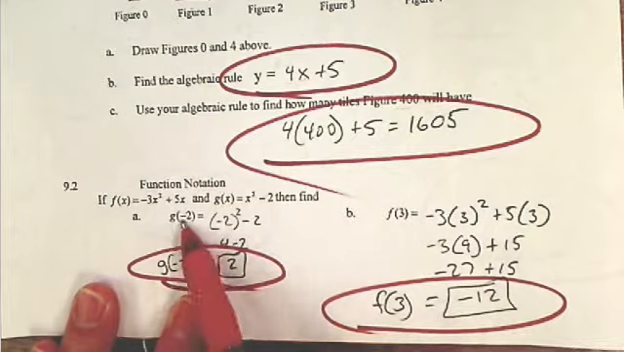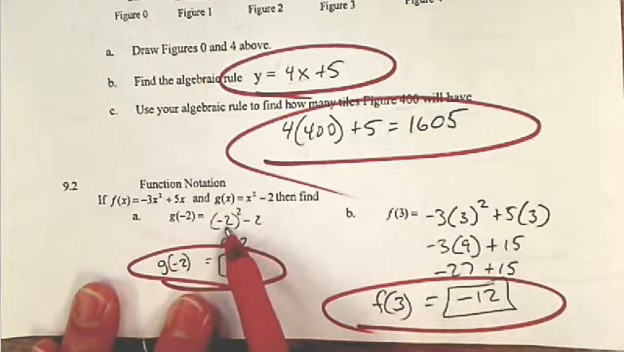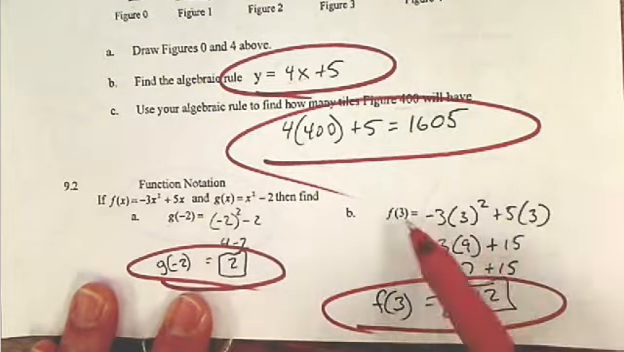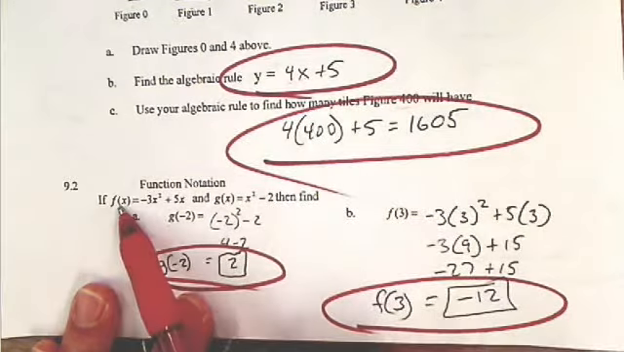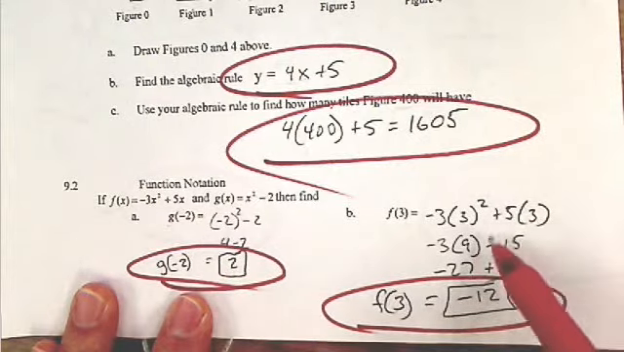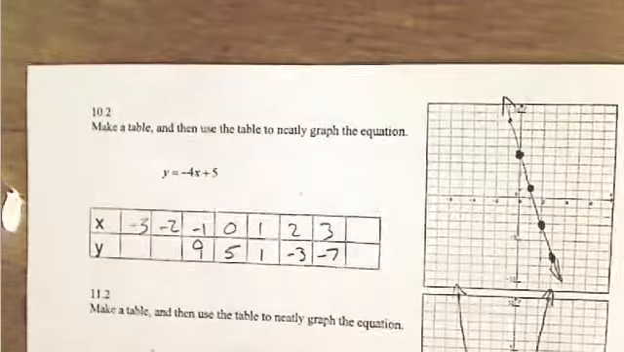G of negative 2 means I use g of x, and I plug in negative 2 for the x. So negative 2 squared is 4, minus 2 is 2. F of 3 means I use f of x, and I plug in the 3's for the x's, and I just simplify. Order of operation.